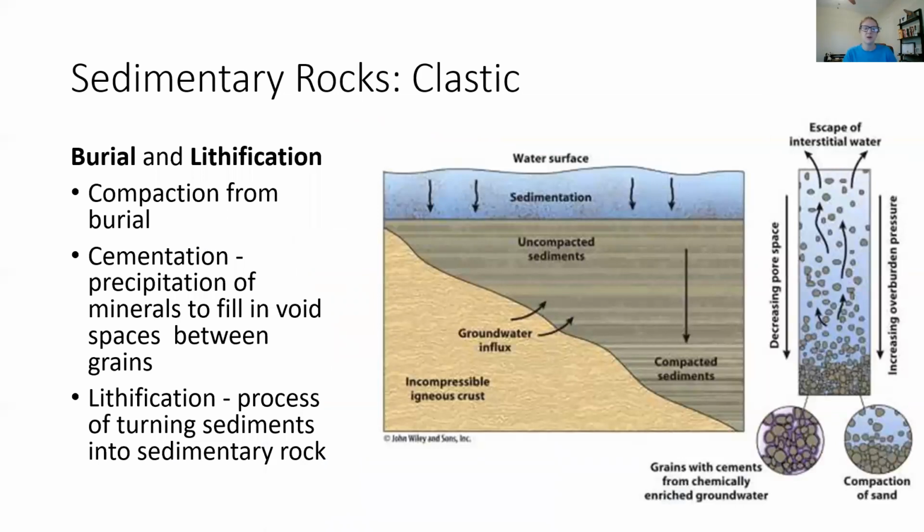All right, next up, burial and lithification. This is how that clastic material goes from just being sediment to an actual rock. As that material is buried, more and more pressure is acted on it. So the water and all of the air gets squeezed out. So it's just the solid grains. And then minerals can precipitate out in those voids, fill those spaces, creating a natural cement to cement those particles together. And this is the process of lithification, the process of turning sediments into sedimentary rock.